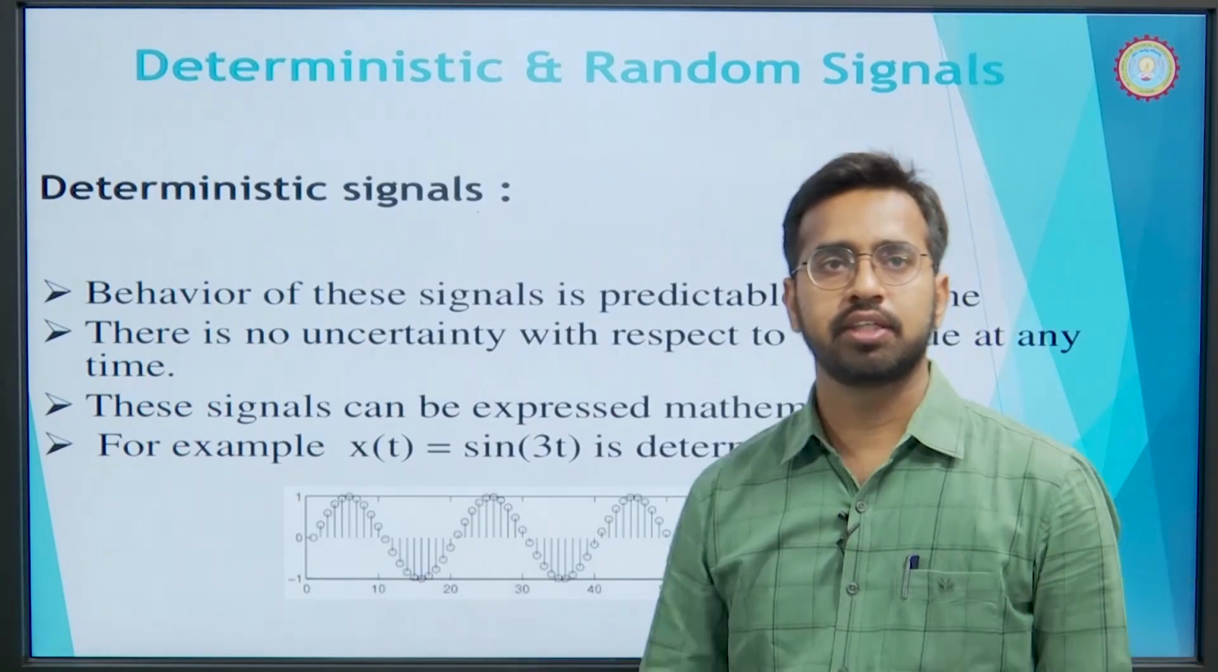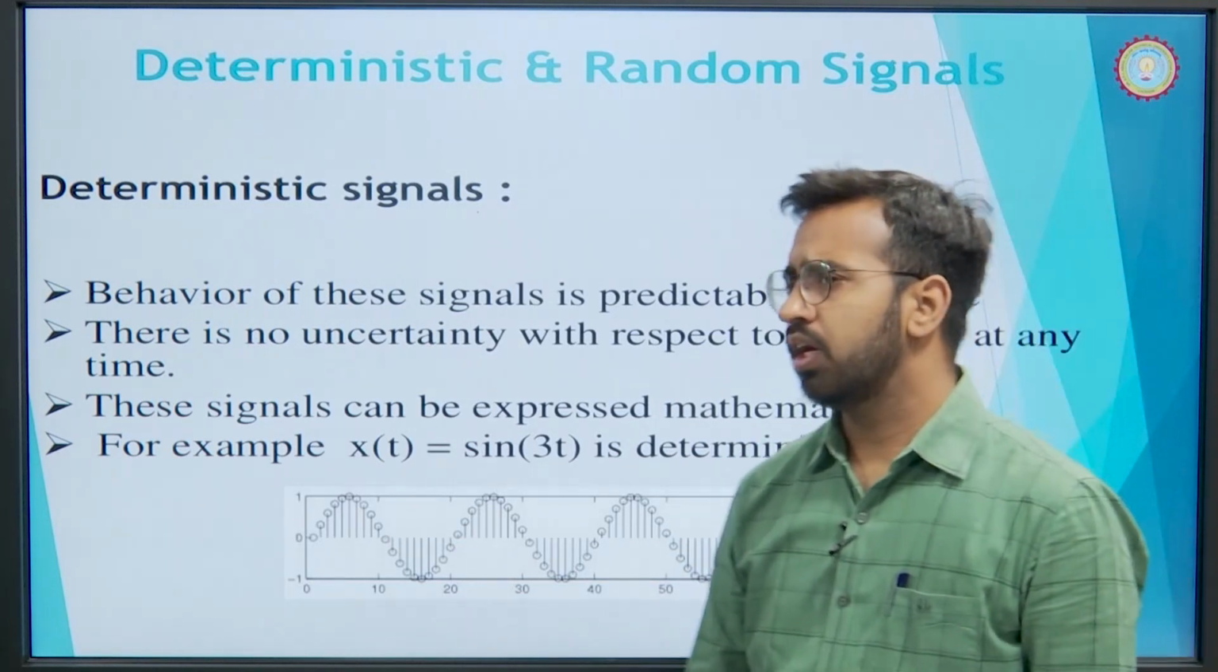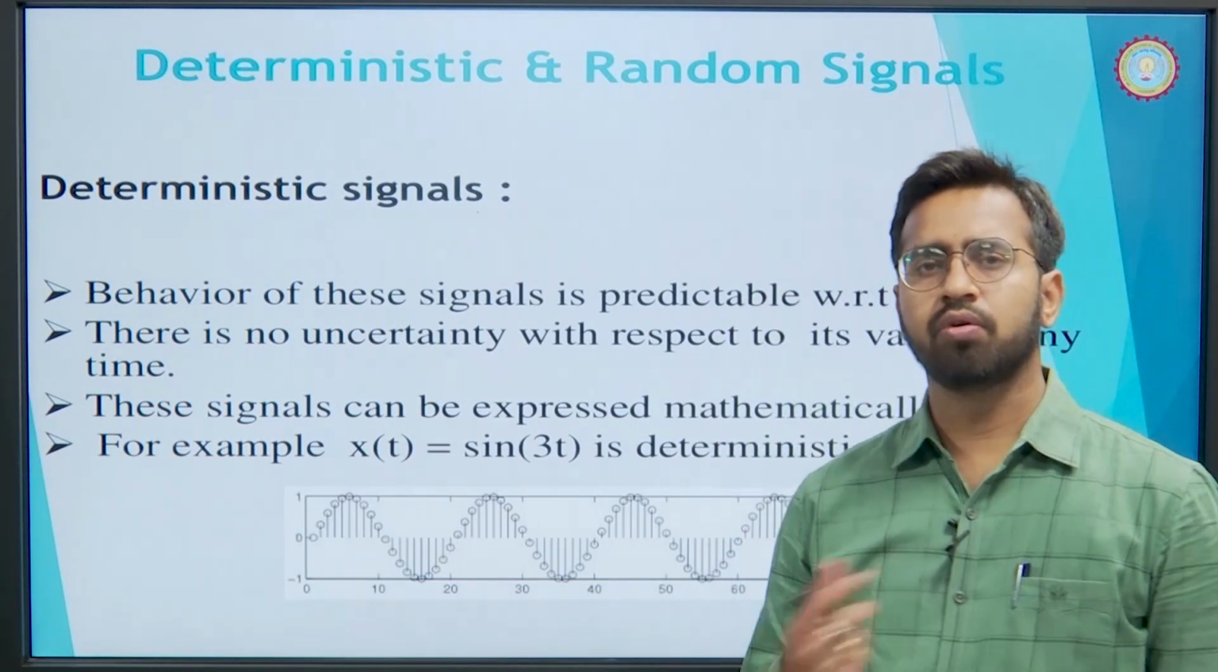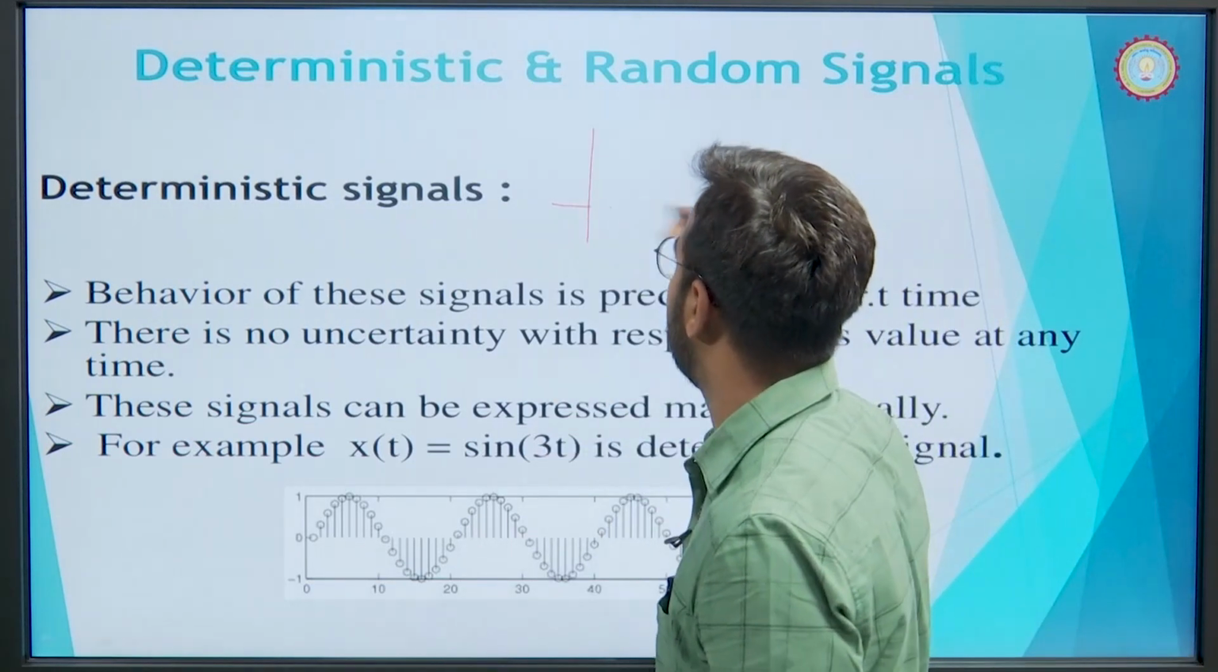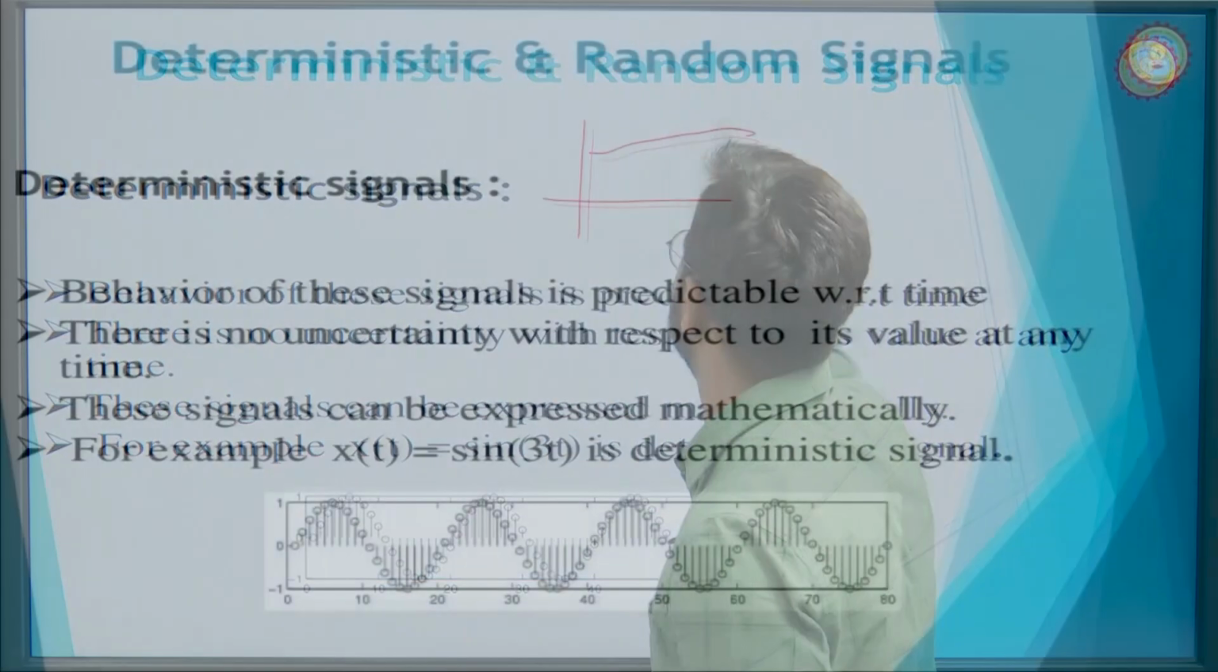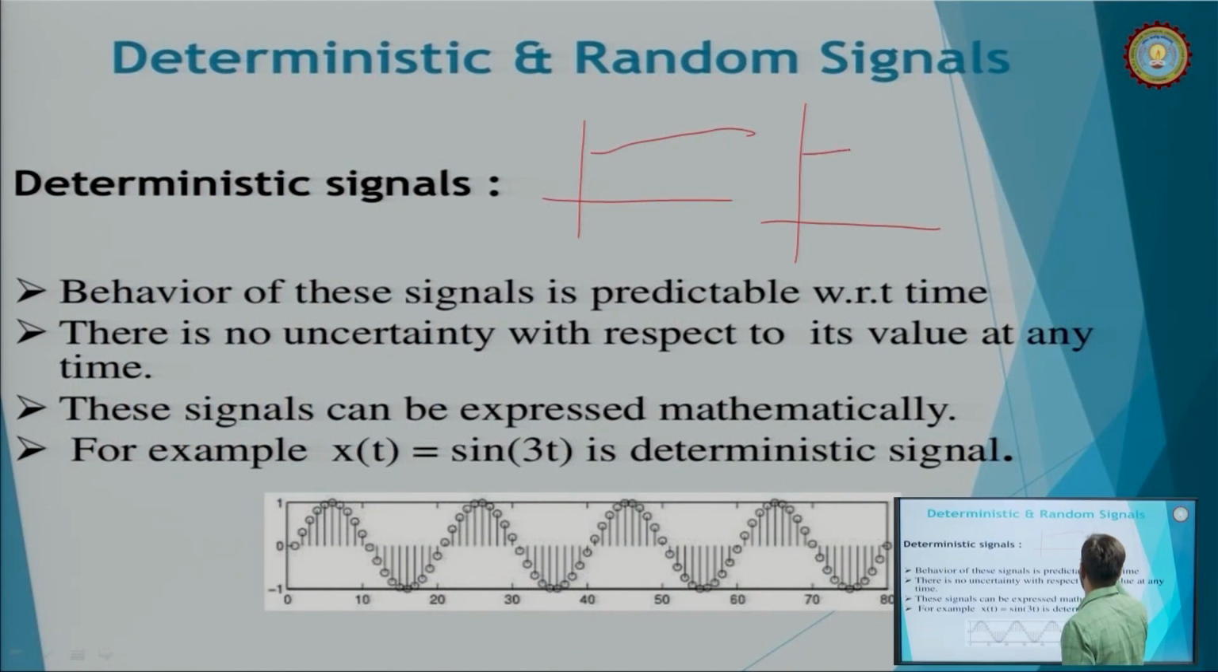Again, the next classification is deterministic and random signal. Any signal, for example a square signal or a triangular signal, has a particular name, and that is why we call it deterministic. We know the nature of it, where it will go and where it will repeat. It is deterministic in nature because it is following some pattern.